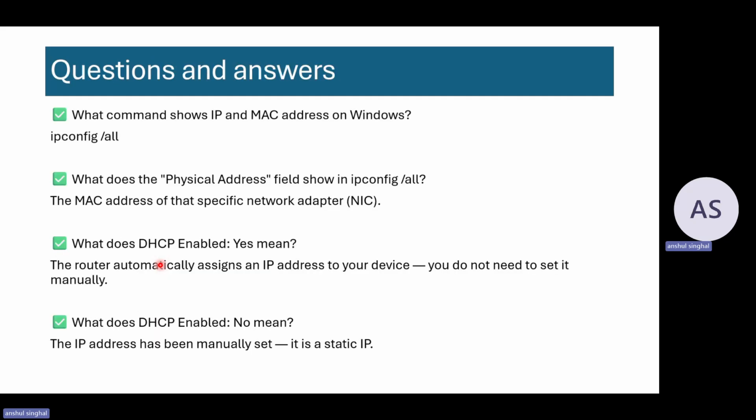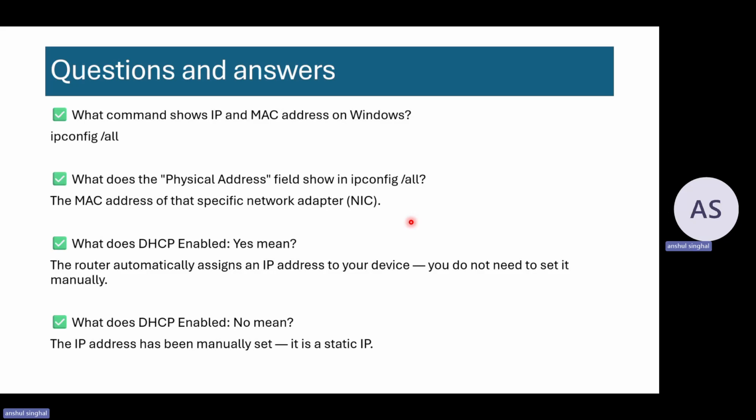First of all, what command shows IP and MAC address on Windows? As we have just seen, ipconfig/all. It is going to give us the details about the IP addresses as well as the MAC addresses for each individual network interface card we have on this device. Then, what does the physical address field show in ipconfig/all? The physical address is the MAC address of the specific network adapter, right?